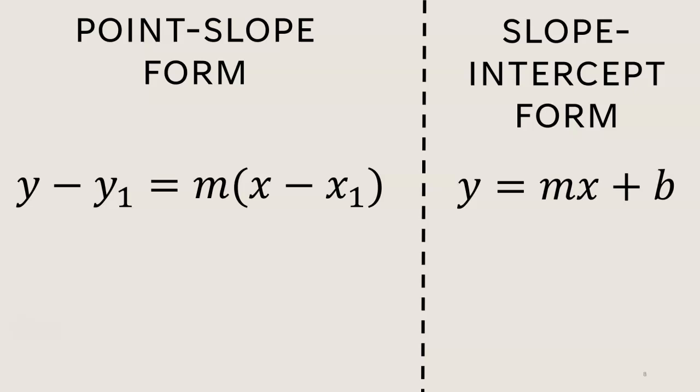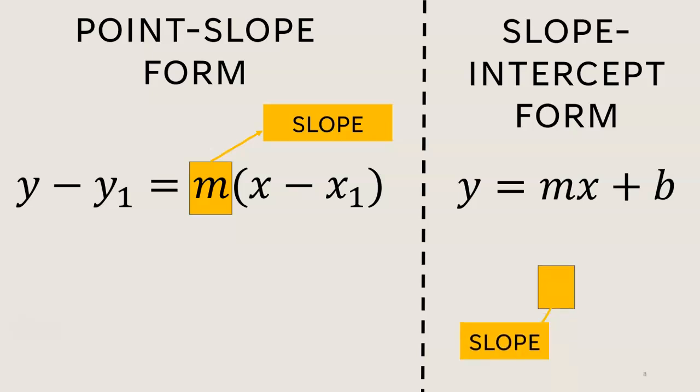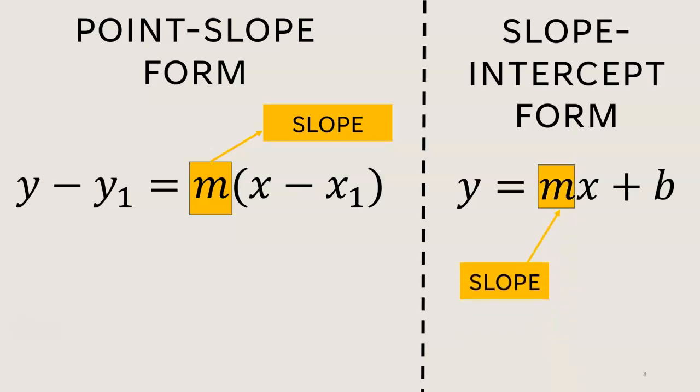So to compare these two, the first thing we'll point out is they both have this m, and m represents slope in both forms. All right. Now, sometimes you won't necessarily be given the slope, so you might need to know the equation of slope, which, as a reminder, is y2 minus y1 over x2 minus x1.